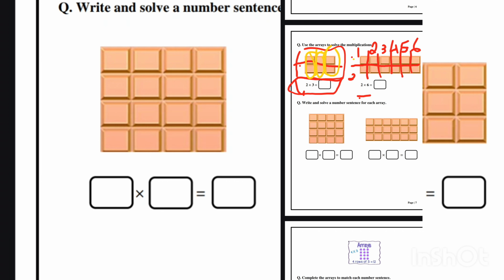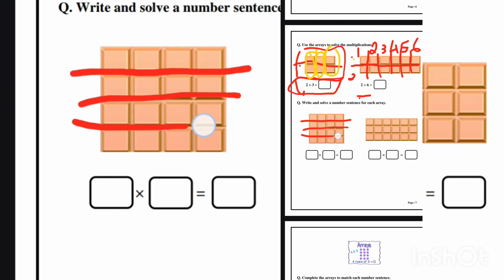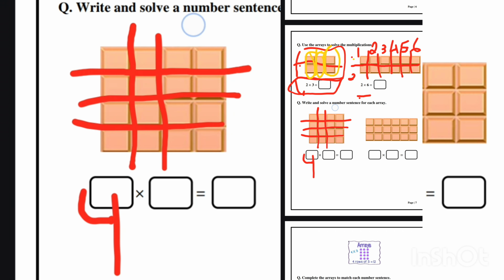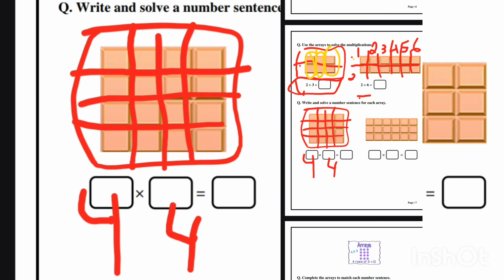Now here what you have to do, first you will count the horizontal numbers: 1, 2, 3, 4. Now we will count the vertical: 1, 2, 3, 4, again 4, and you can see that both sides are equal. That's why this is a perfect square. Now 4 multiplied by 4, so it becomes 16.